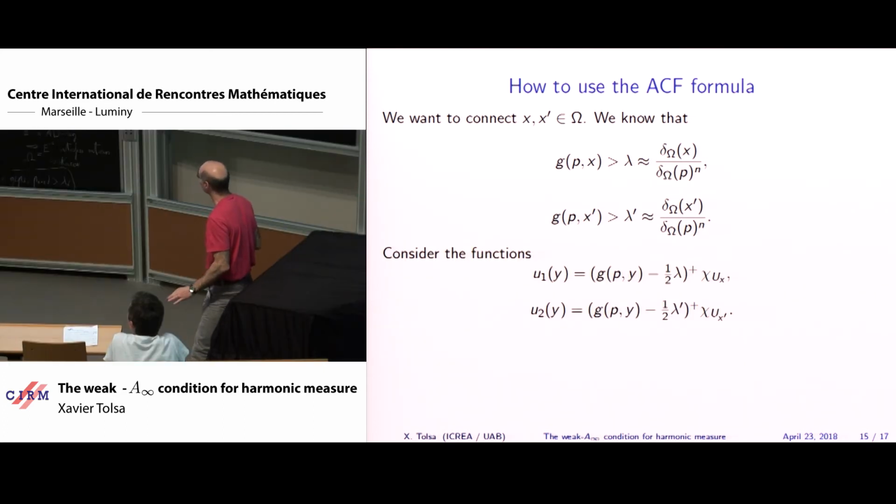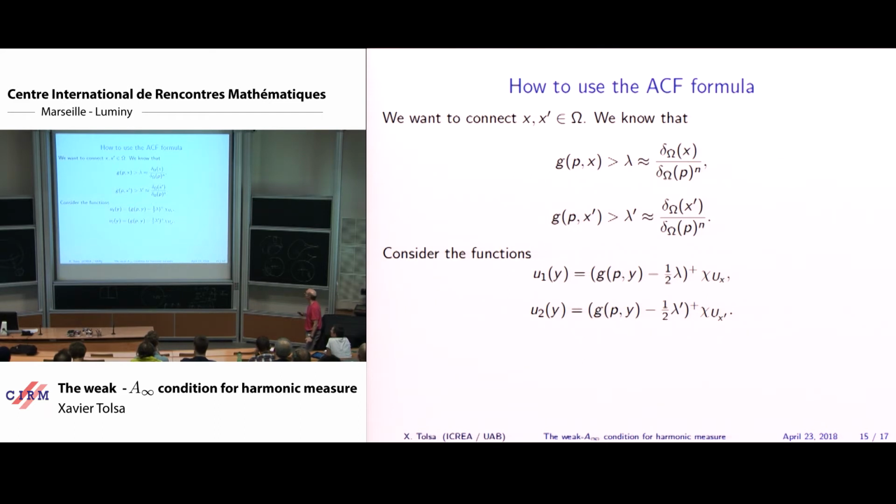Then we consider these two functions. u1 is the Green function minus 1/2 lambda, let's say, the positive part. So now this part is subharmonic. And for u2, we consider this minus 1/2 lambda prime, and the positive part, which is also subharmonic. And these characteristic functions are just characteristic functions of some connected component of the open set where this function is positive, and this connected component contains x. And here we have that this connected component contains x prime. We can also restrict to some ball, let's say.